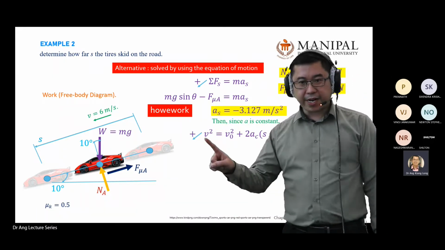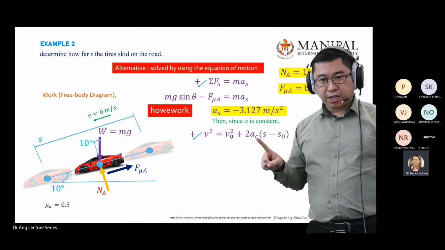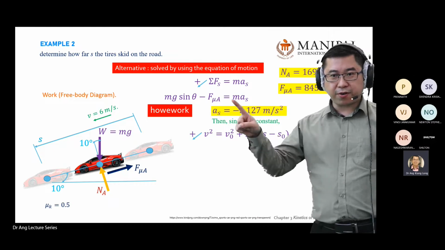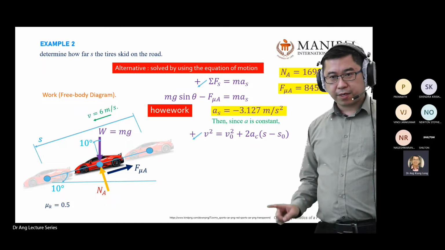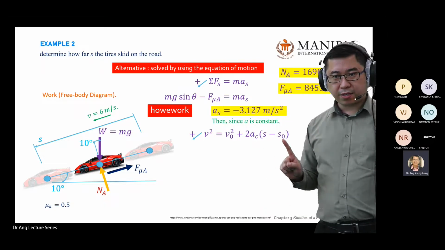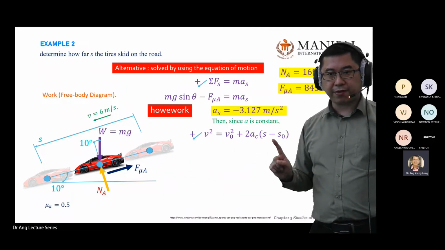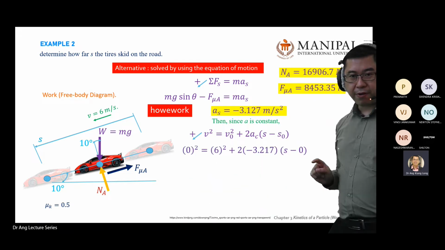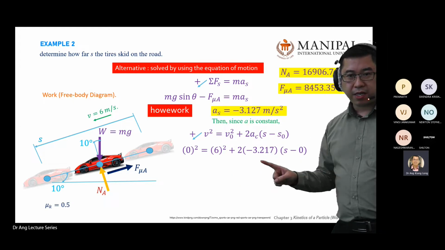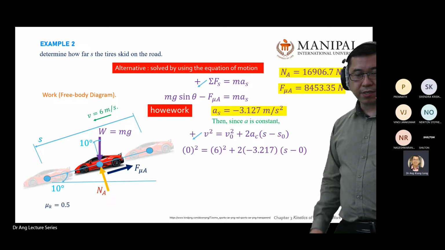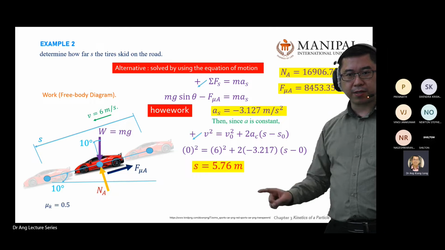You have the final velocity, you have the initial velocity, you have the acceleration that you calculate from F equal to ma. You only left out the distance travelled. So S minus S initial, this one is 0 because we take it as the starting point. You only left out S. So I substitute the values here. 0 equal to 6 square plus 2 times A you found just now, only one S is missing. You get the same answer, S equal to 5.76 meter.